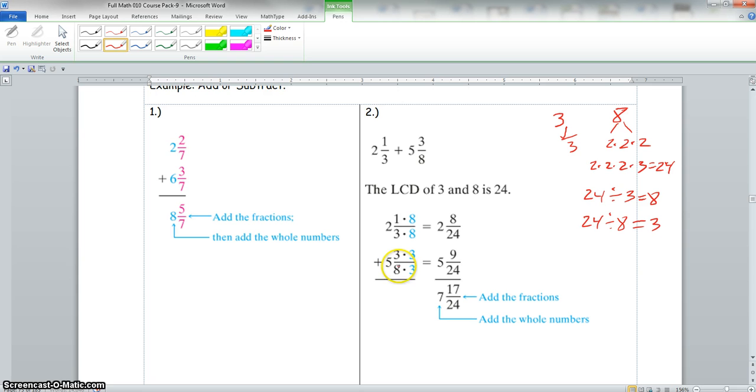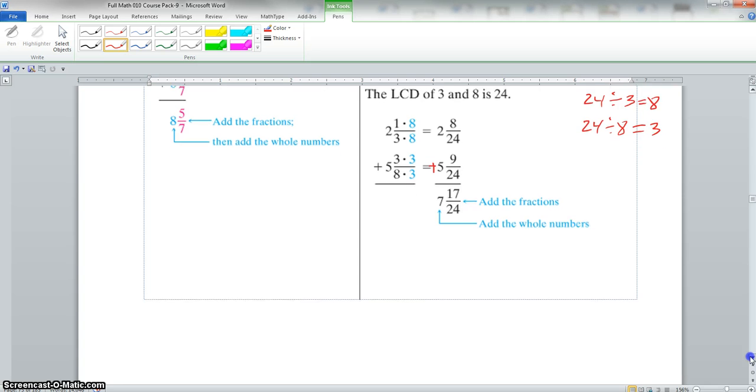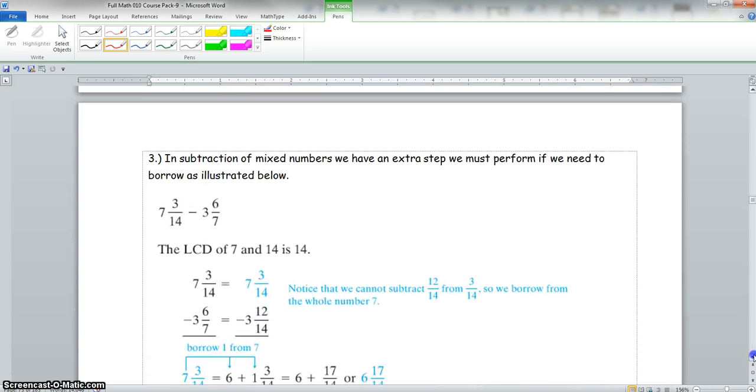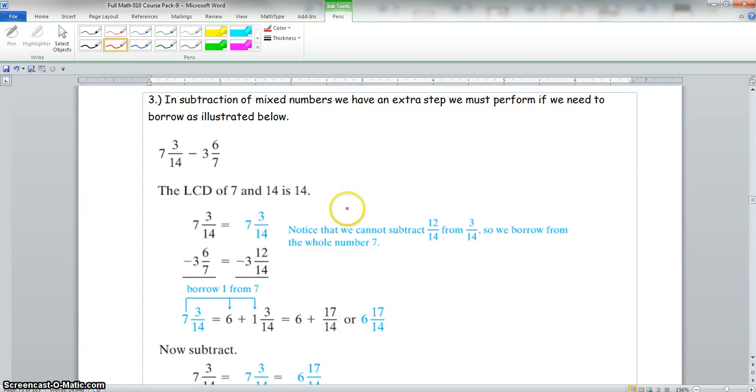Now the one thing I disagree with in this example is when you carry these numbers over, you still should put your plus sign here. You still should put whatever operation you're using here. You should not leave that operation out. But aside from that, this problem was done quite well. Now, we need to scroll down here. Now, we're going to get to a subtraction problem.